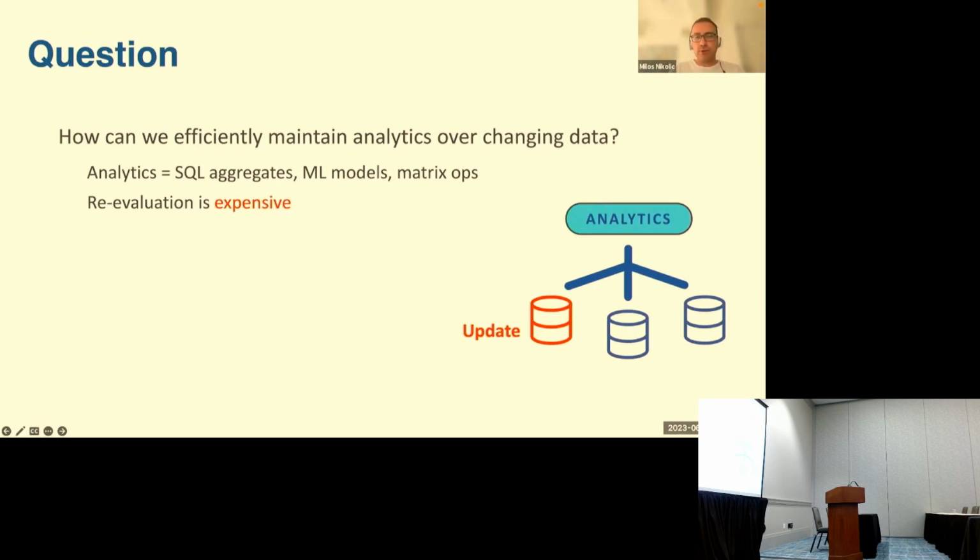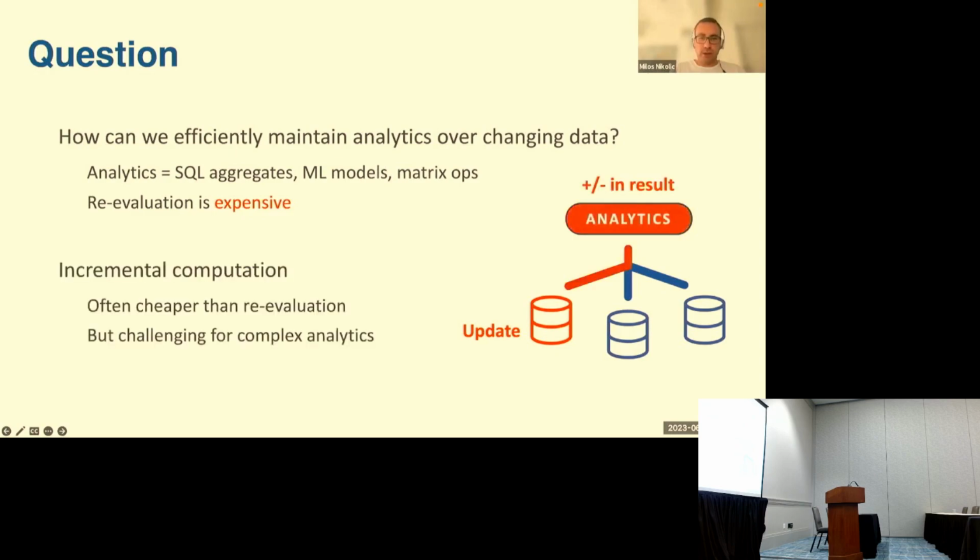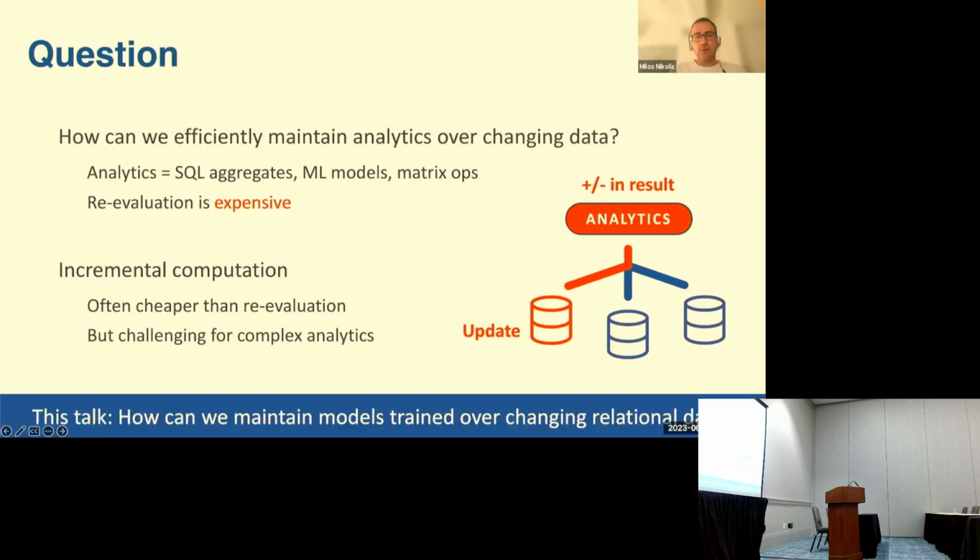A common approach to handling updates is incremental computation. And here we compute only the change in the result that is caused by the update. And as updates are often much smaller in size than the data set, computing only the difference is often much less expensive than the full re-evaluation from scratch. But the challenge is how to incrementally compute complex analytics. And in this talk, we're going to focus on one type of complex analytics, namely how to maintain models that are trained over changing relational data.